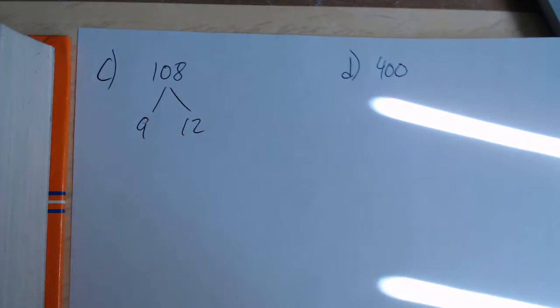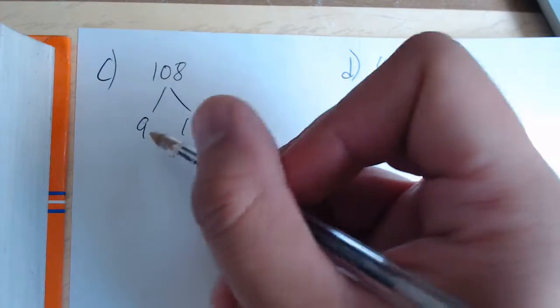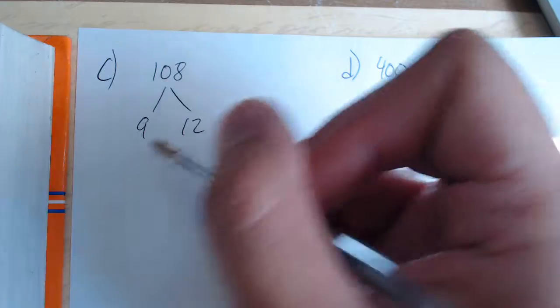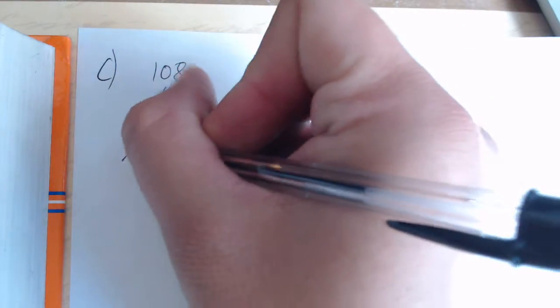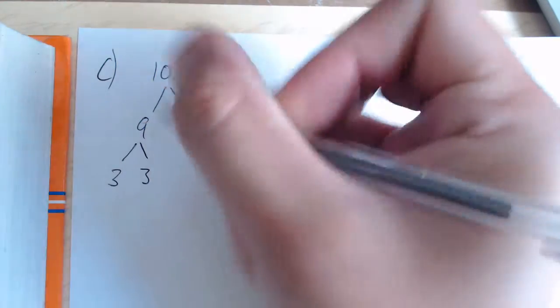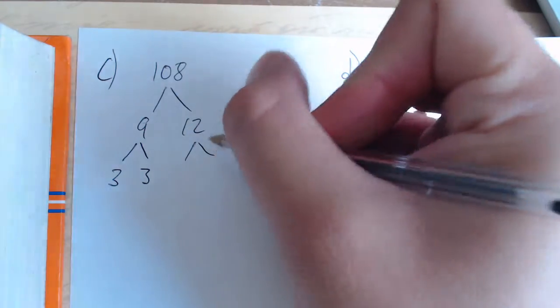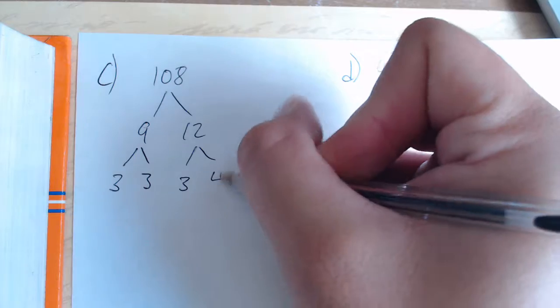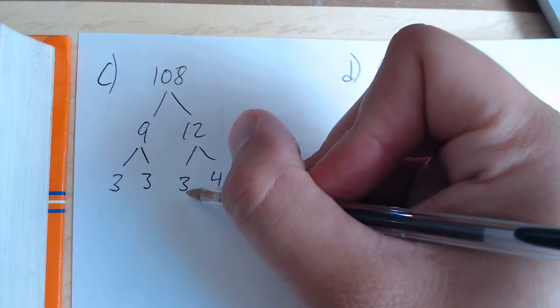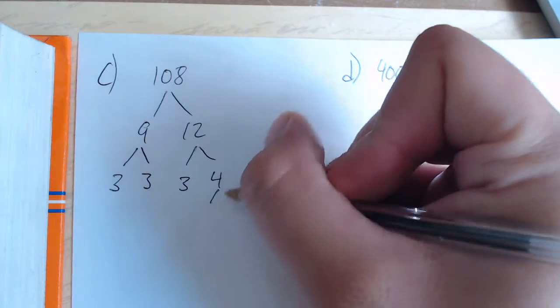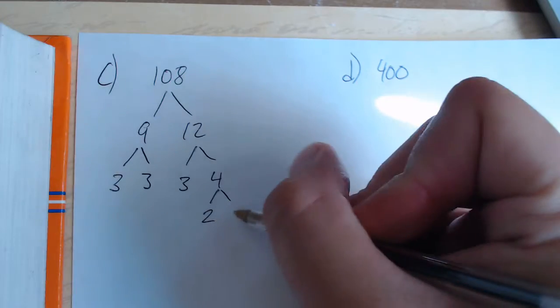From there, we're going to factor the following numbers, because neither one of these numbers are prime yet. We'll factor 9, and that will turn into 3 times 3. These are both prime numbers, so those are good. If we factor 12, we get 3 and 4. Now 3 is a prime number, but 4 is not, so we factor 4. 2 times 2 will equal 4. So now we have all prime numbers on the bottom.